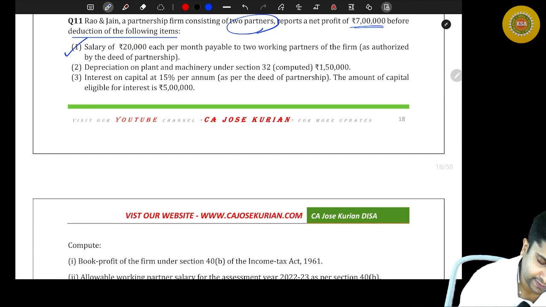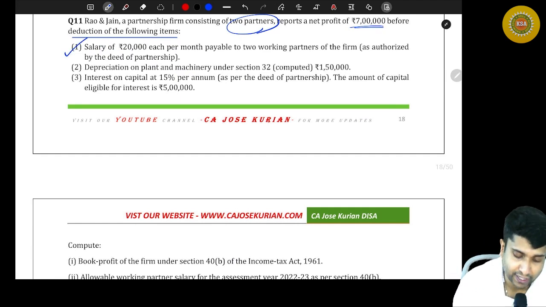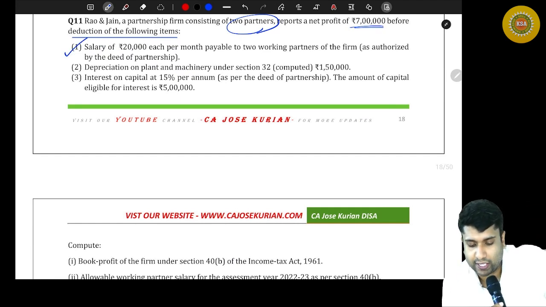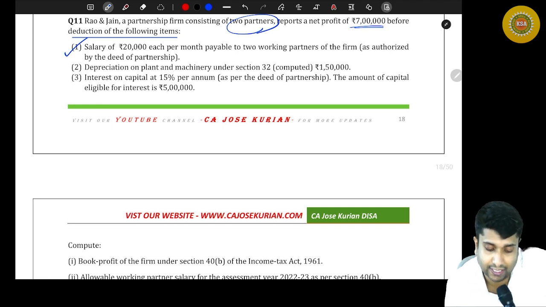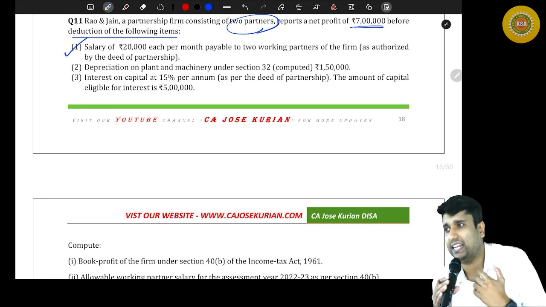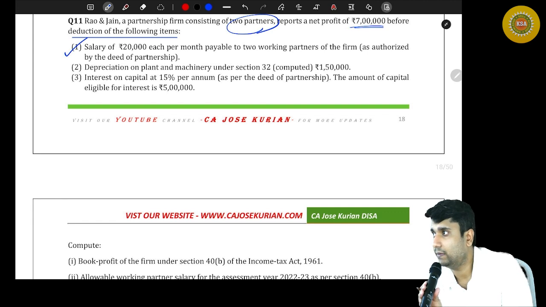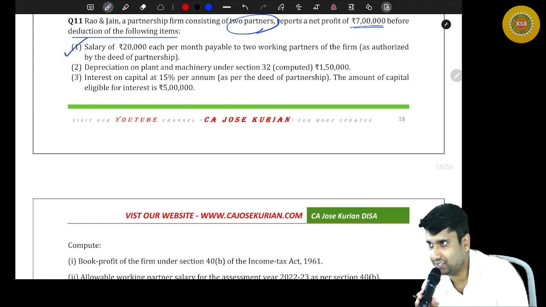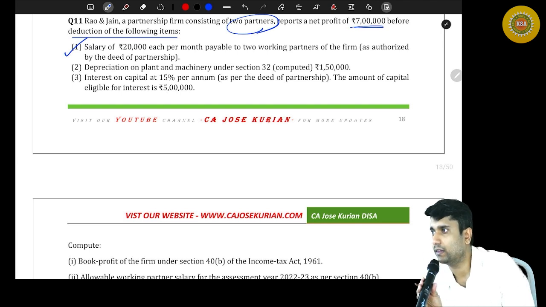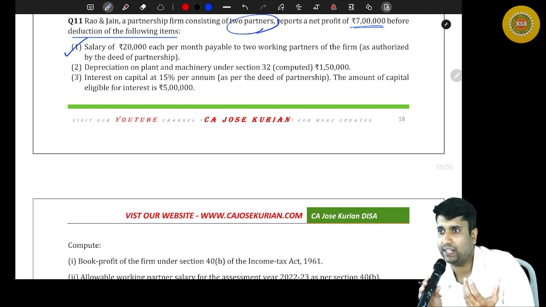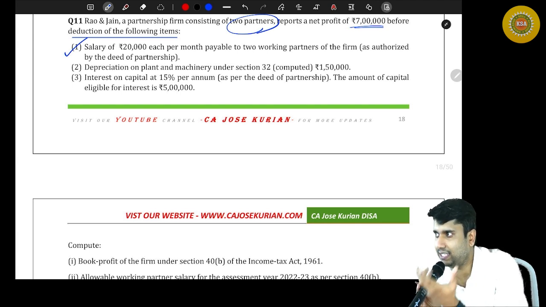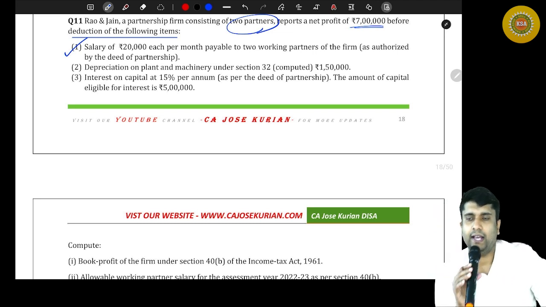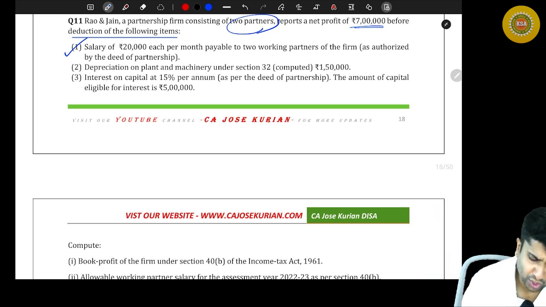What is item number one? Salary of 20,000 each per month, payable to working partners of the firm as authorized by the deed of partnership. So they paid some salary. Don't deduct that. Why? Because we need to compute the book profit and check whether that amount paid is within the ceiling limit. Yes or no? Not already deducted. Reports a net profit before deduction of the following items. That's what they are saying.